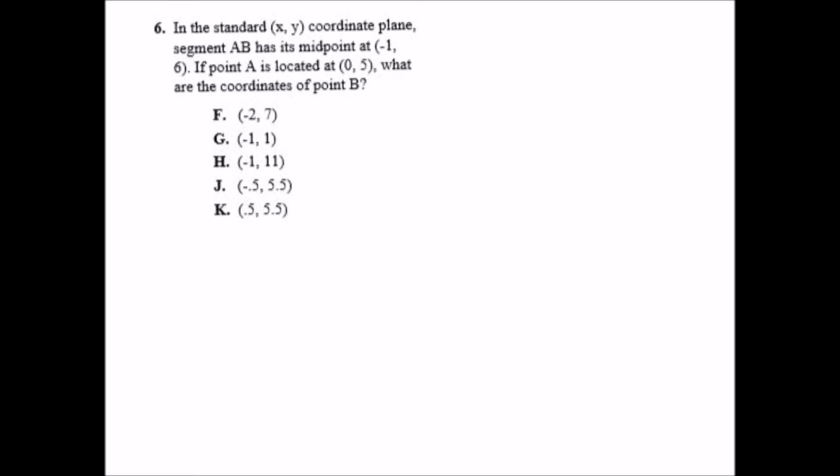Question 6 is another midpoint related question. It gives you line segment AB having a midpoint at -1, 6. That's the midpoint of that line. And it gives you that point A is located at 0, 5. So it's probably over here like this, 0, 5. And then you've got to find where is B. Well, if we connect these two together like this and think about rise over run, trying to find out where is B.